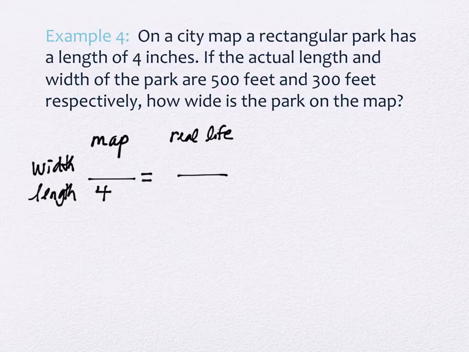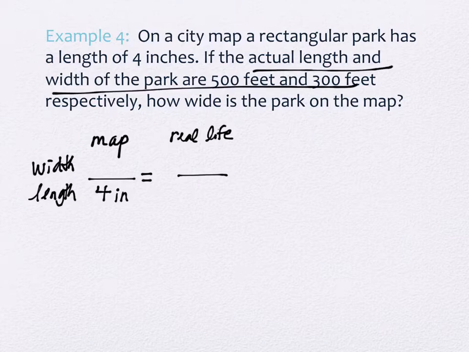Is everybody good with that? If you want to, I'll do it this time, not because I do it every time, but just so you can see it. I'm going to leave the inches right there for the moment. It also tells you now that the actual length and width of the park are 500 and 300. So the actual length, which goes on the right-hand side, is 500, 300.